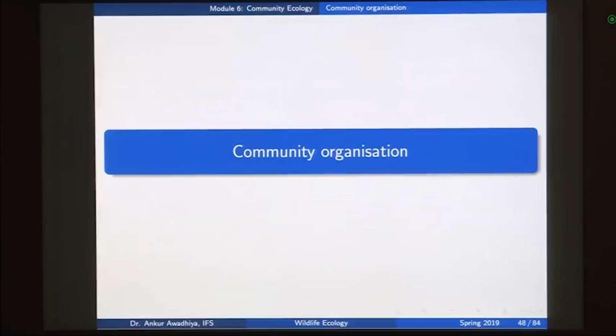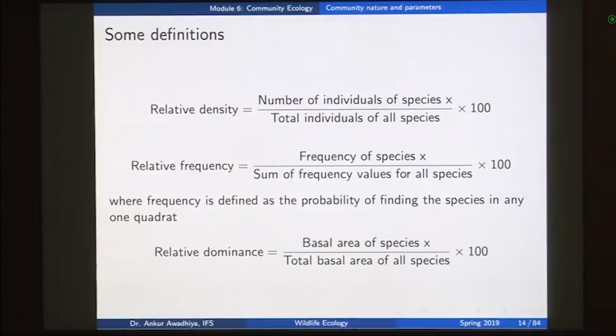So, we had defined these three terms earlier: relative density, relative frequency and relative dominance. To recap, relative density is the number of individuals of a particular species divided by the total number of individuals of all the species multiplied by 100%. So, this is telling us the number of individuals of any species as a fraction of the total number of individuals of all the species that are there in this particular community.